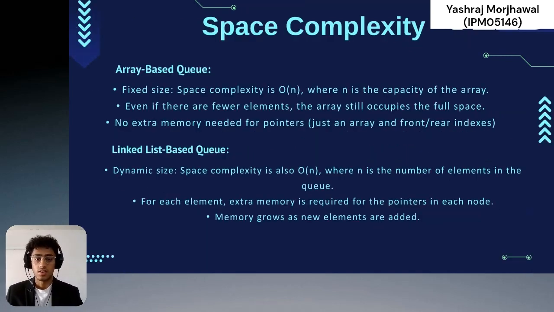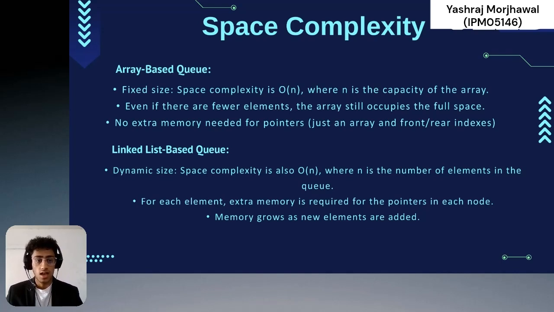Since we talked about time complexity, let's talk about the space complexity of a queue. This tells us how much memory each implementation uses as the queue size grows. First, the array-based queue. In an array-based queue, the space complexity is O(n). This means the queue takes up space based on the size of the array, which is n, the capacity of the queue. Even if the queue has fewer elements, the array still occupies the full space because the size is fixed.